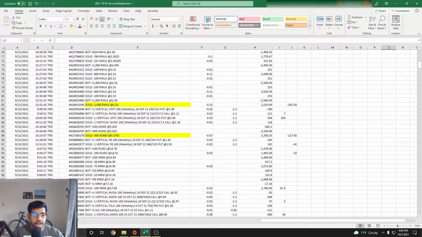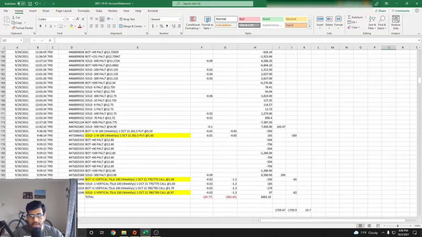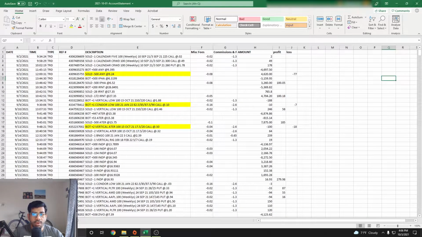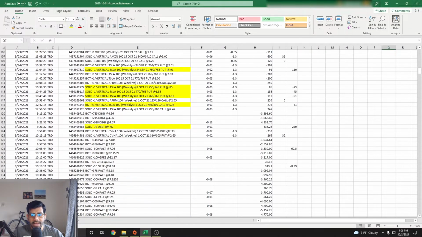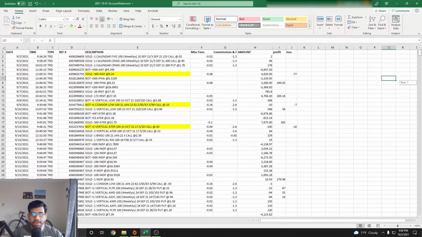And here I highlighted a few trades that I took in yellow, and these are the trades where I made horrible mistakes which I could have avoided. I could have been positive, like $800 or $700 at least, minimum. Okay, so let's take a look from the beginning.